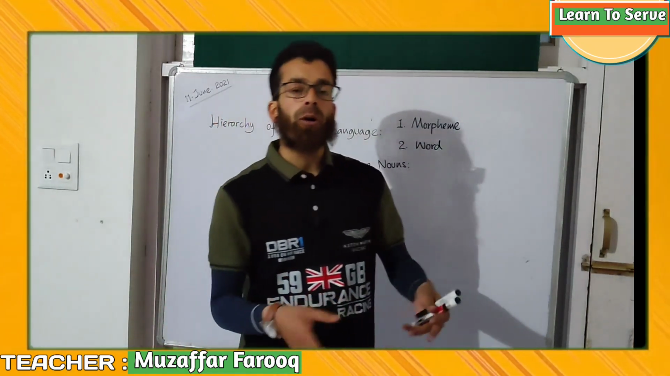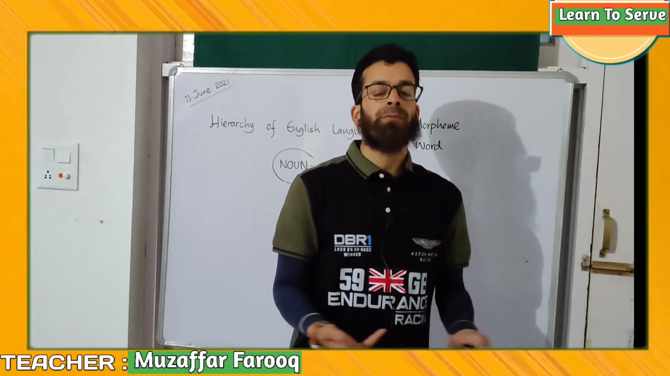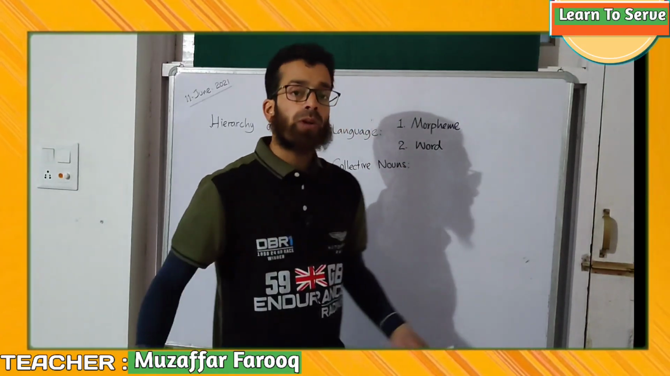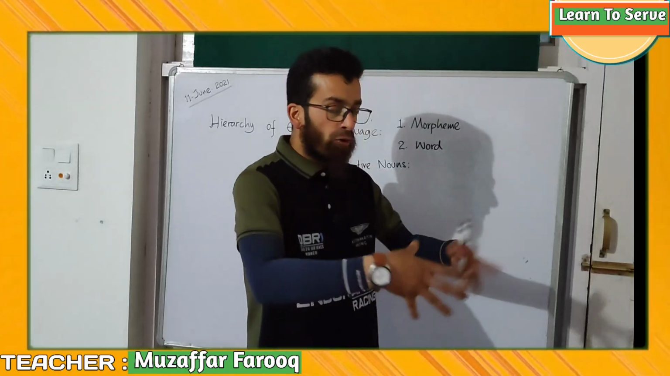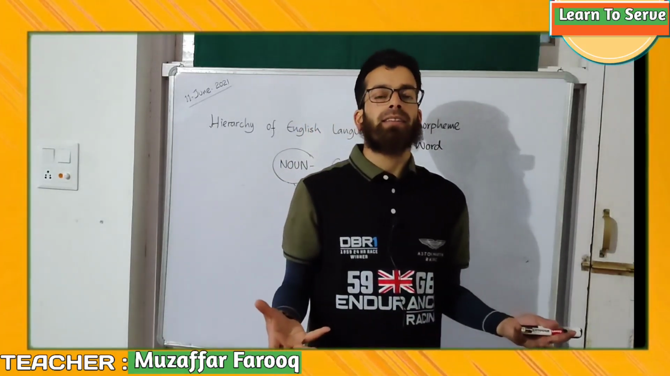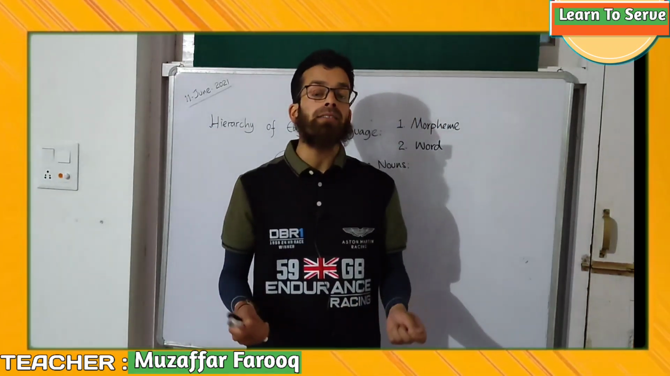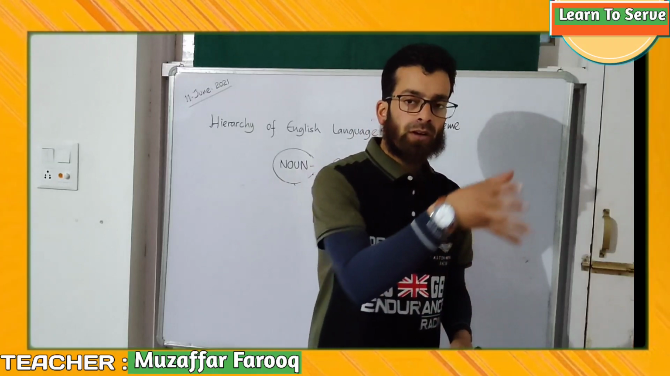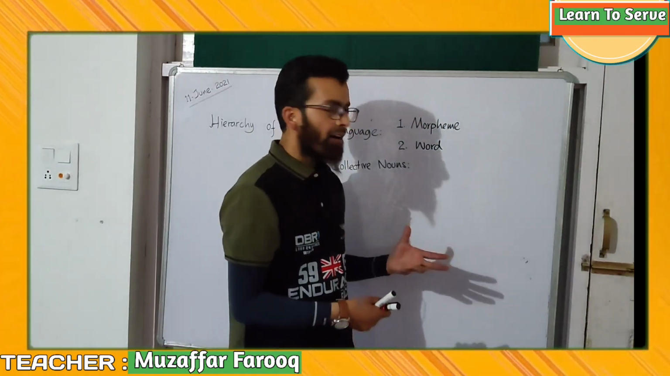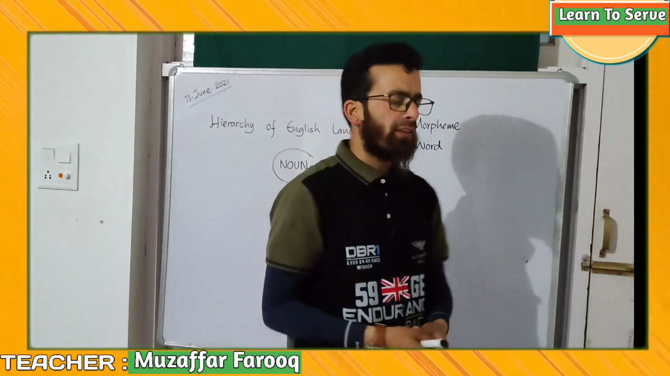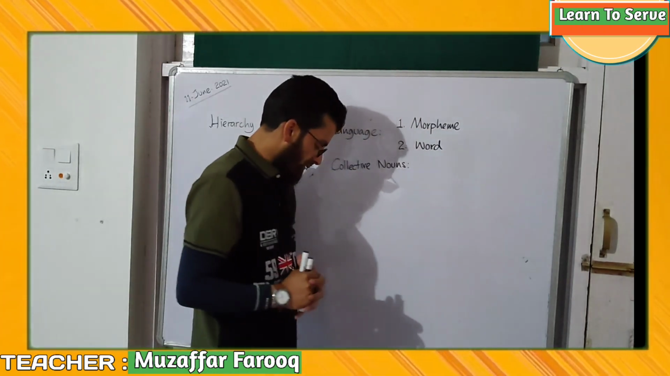You can say a fleet of ships. So this is a group of ships. You can call it fleet, and this is a collective noun. You can say a pack of wolves, the group of wolves. You can say that they are in a pack. Similarly, you can say a herd of animals, a flock of sheep. So these are collective nouns. This is the simple definition of collective noun.